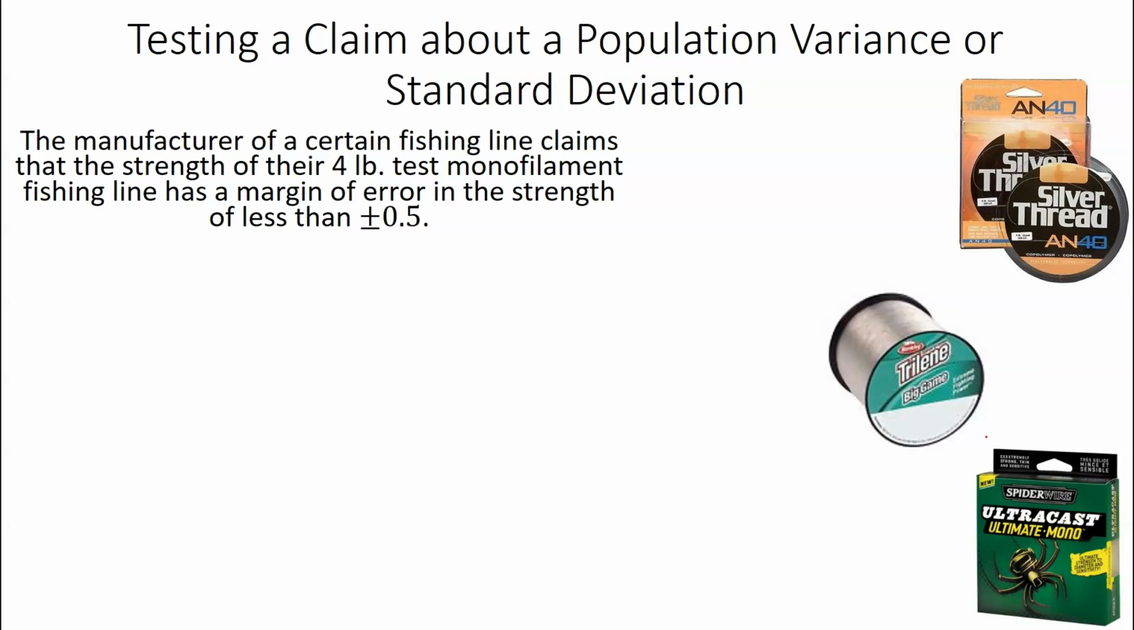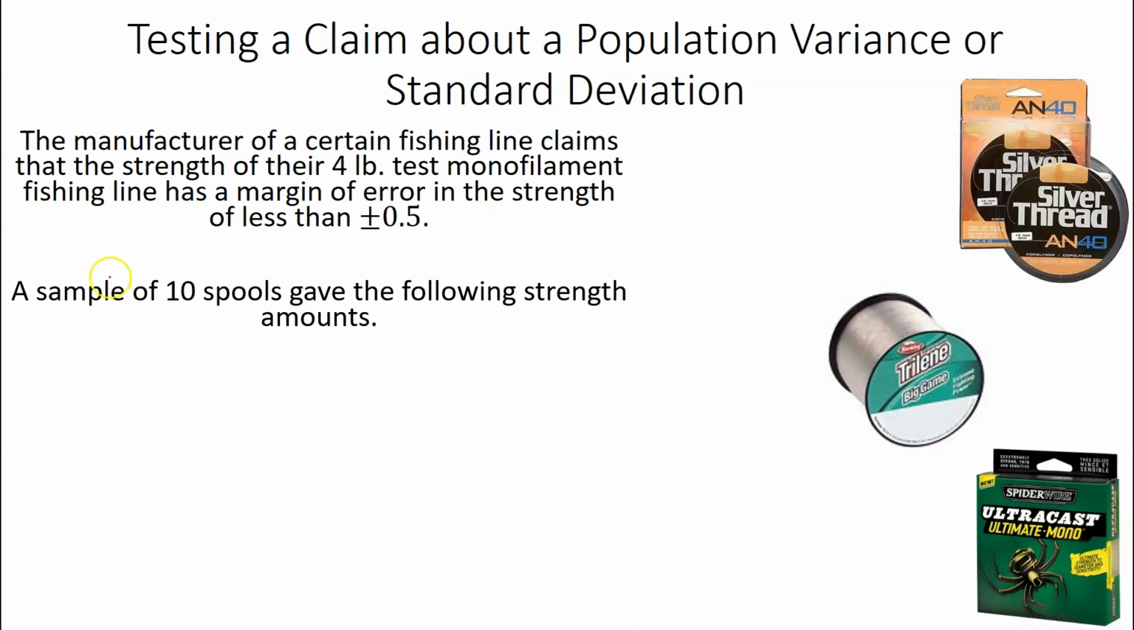So we've got a claim here. Some manufacturer is claiming that on a certain fishing line, a 4-pound test monofilament line, the margin of error in the strength is less than plus or minus 0.5. Okay, so half a pound there, less than plus or minus half a pound. Okay, so there's a claim. Well, maybe you want to test that claim.